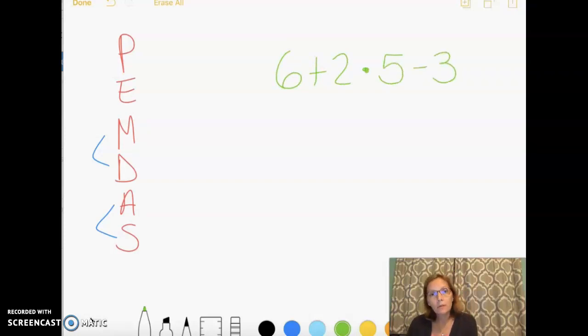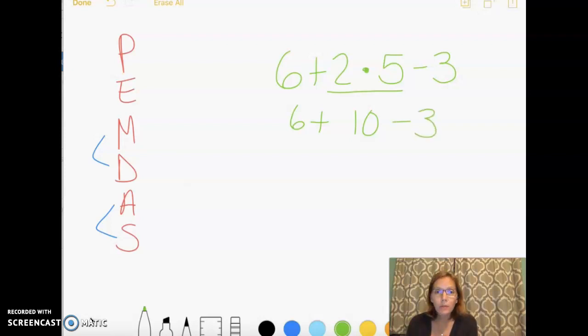How about this one? So this is kind of opposite of the other one I just did, because now I have multiplication in the middle. Order of operations says I have to do multiplication first. So this is the piece that I'm doing first. 2 times 5 is 10. Then bring the rest of your problem down.